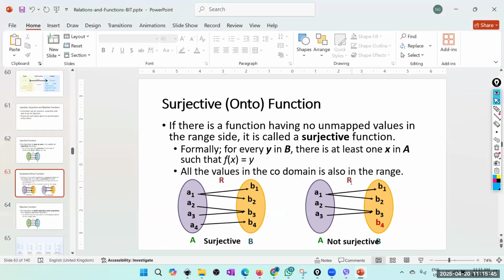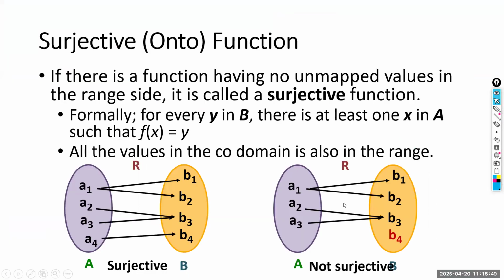So if you have any doubt you need to ask, okay? Right, so what is meant by surjective function or onto function? Another name for surjective function is onto function. So a function having no unmapped values in the range side is a surjective function. Surjective function is a function where there are no unmapped values in the range side.